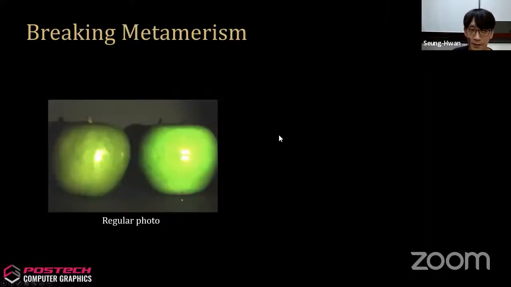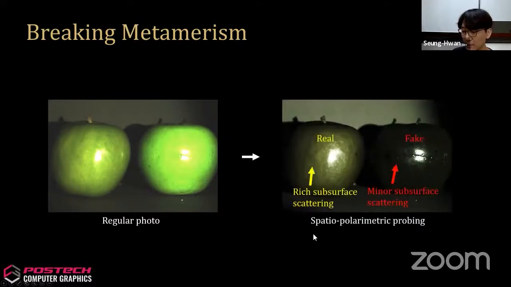The last example is metabolism detection. On the left side, we have two apples, and one is a real apple, the other is a fake apple. So it is difficult to distinguish them in this RGB captured image, right? However, by analyzing the spatial polarimetric characteristics of the light transport, we are able to distinguish the real apple from the fake apple, because the fake apple has a unique polarimetric reflectance property different from the real one.